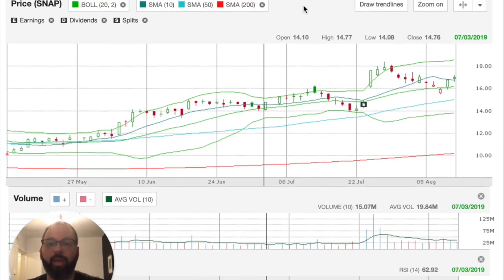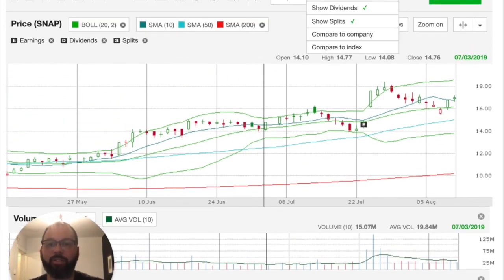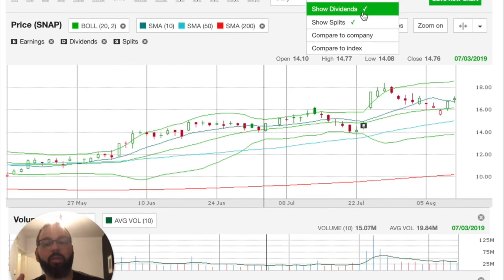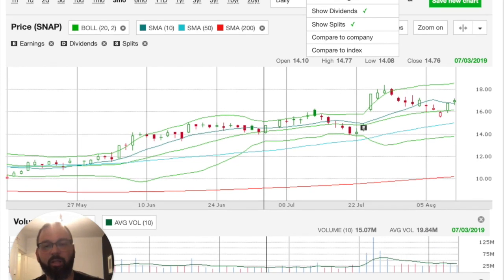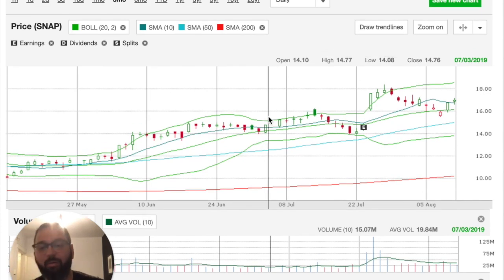I also like to have comparisons and events on my screen. I like to know when earnings have come out. I like to know when a stock's dividend has been paid and if there is a split, which is very unlikely. Companies don't really do splits frequently, but it still is something that I like to have on my radar.